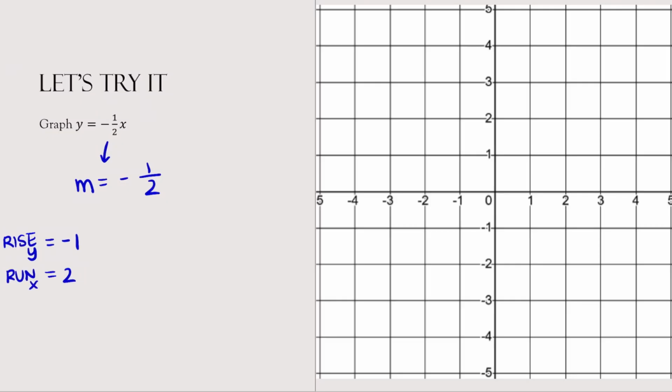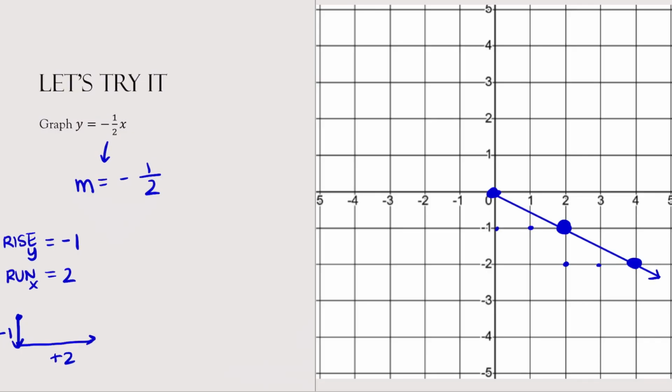So that means if I start at 0, 0, I'm heading downwards one space, and I'm heading right 2 spaces. So start at 0, 0, I go down 1, and then I go 1, 2, and that's going to be my next point. And I can just keep repeating it. If I go down another space and go right 2 spaces, I have another one here. And you can see that my line is starting to look beautiful.